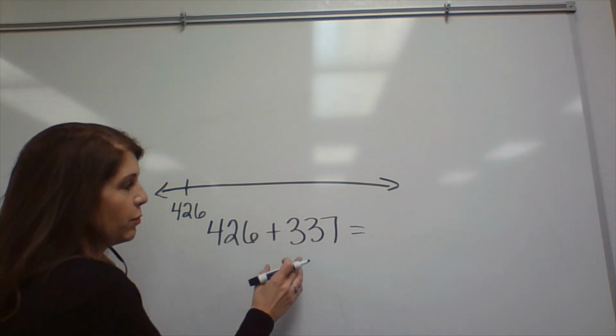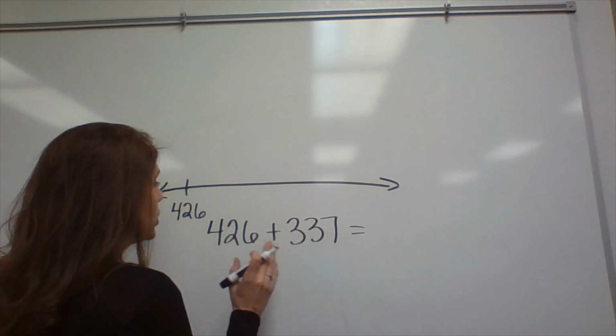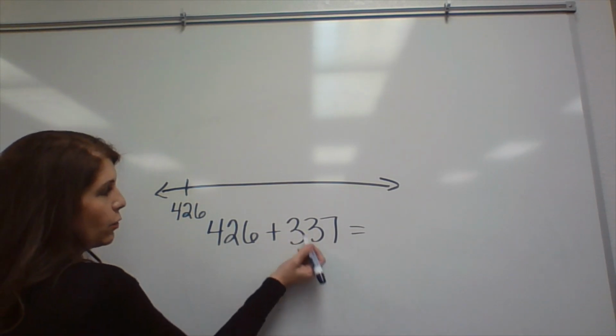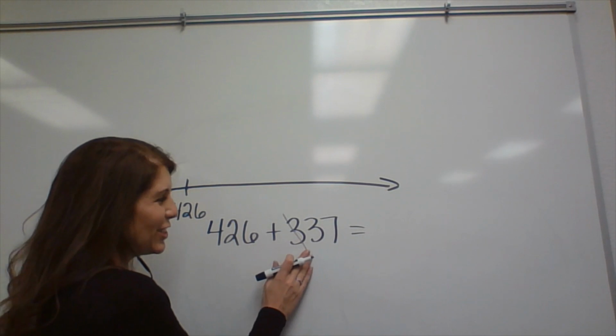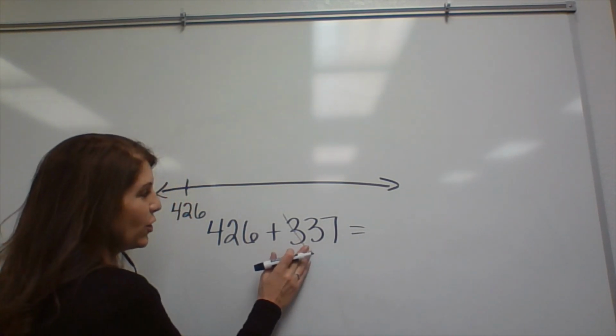I can break this number up, though. I can do the hundreds, the tens, the ones, whichever way I want to do it. Maybe I'm just going to get rid of the hundreds right away. If I'm going to do all 3 hundreds at once, there are 3 hundreds.